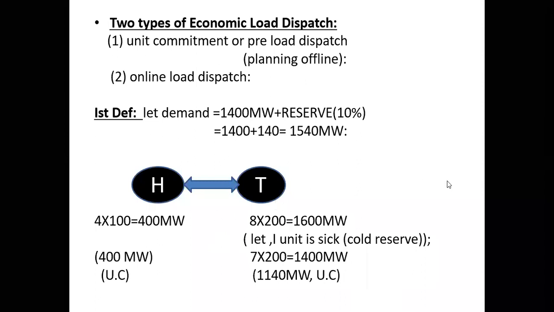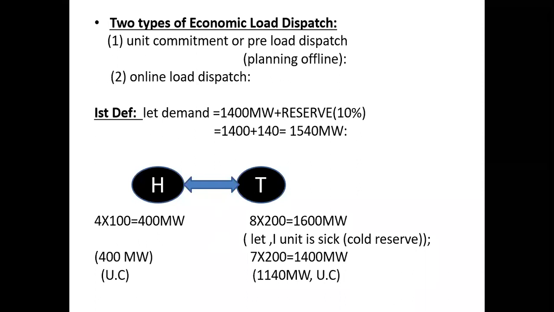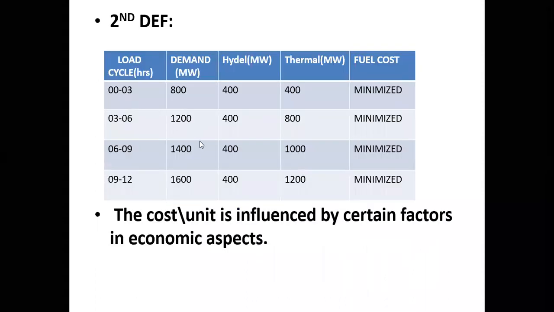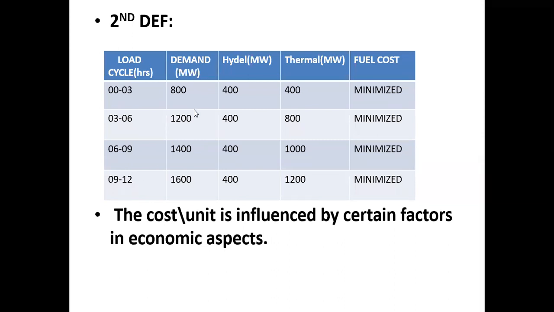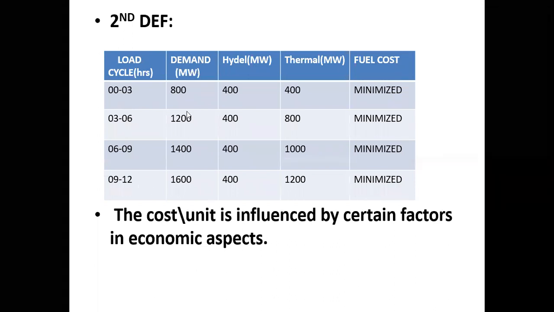And coming to the next one is online load dispatch. Let us consider this online load dispatch. Here I'm considering a load cycle having different ranges, that is 0 to 3 hours, 3 to 6 hours, 6 to 9 hours, similarly 9 to 12 hours. And this is nothing but our corresponding load demand for all the 4 different intervals. This is 800, 1200, 1400, 1600.